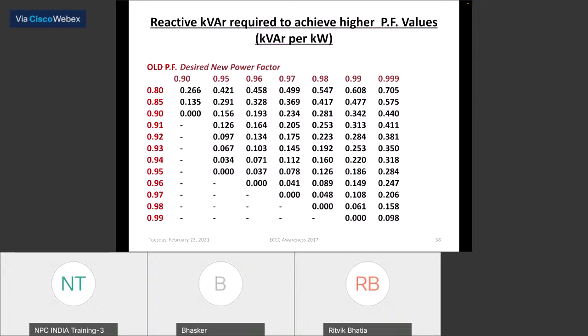You can find out that if you want to go from 0.95 to 0.99, then you have to see the last column and the first one. So from 0.95 to 0.99, you have to add 0.705 kVAr capacitor per kW. If you have 100 kW, then add 70 kVAr capacitor. So these tables are available in any engineering booklets or technical guides.